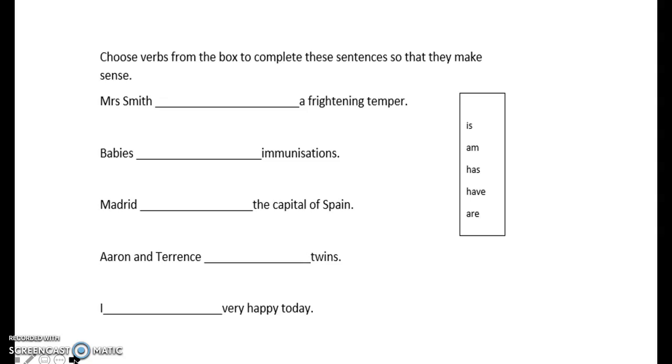Now we're going to look at helping verbs or auxiliary verbs. So these are is, am, has, have, are. There are also was and were as well. But today we're just looking at these ones. So you're going to use these verbs that are in the box to complete the sentences. This is just for you to get an idea of the range of verbs that we use in sentences, because sometimes we don't really think about parts of speech and which words are verbs and which words are adjectives, for example.